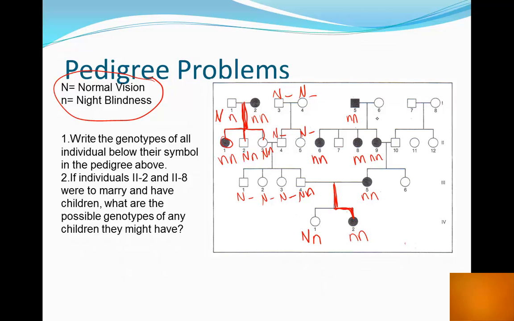Working backwards here, this parent is unaffected, mom, with a capital N, and must have a little n because 3 children are affected, making this child big N, little n. Over here, we know this parent must have a capital N in order for this child to be unaffected. And the other allele must be a little n because they did have a child who is affected with night blindness, and a little n must come from both mom and dad.